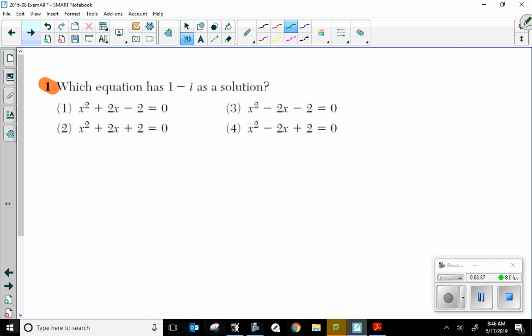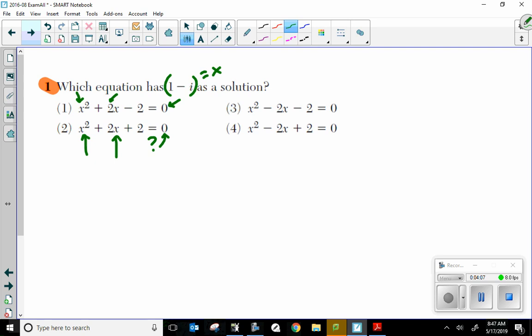What do I mean? I can take 1 minus i, and that's my x value. They're saying which is a solution. So which one of these equations, 1, 2, 3, or 4, can I put 1 minus i in for this x and this x, and will it equal 0? If it does, then 2 would be your answer. I could take 1 minus i and put it in for this x and this x and see if it'll equal 0. If it does, 1 is your answer.